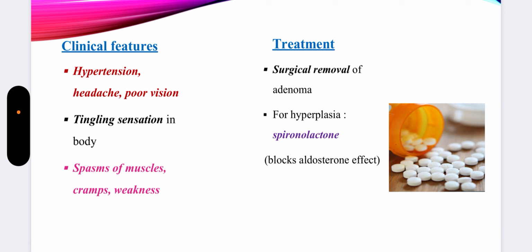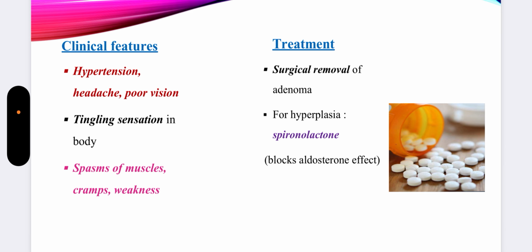Whenever there is adenoma, the best thing to do is surgical removal of the tumor. In case of hyperplasia, okay, drugs are effective. We have to treat this condition with drugs such as spironolactone. It is a type of diuretic. Talking about the mechanism of action, it blocks the secretion or effect of aldosterone. It mainly affects aldosterone. It is increased, it has to be decreased.